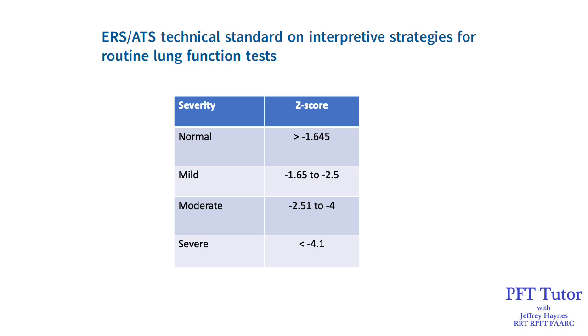According to the 2022 ERS ATS standards, there are only 4 categories: normal, mildly, moderately, and severely impaired based on Z-scores. So as you can see in the table, if your Z-score is greater than minus 1.64, you're normal. Mild impairment is a Z-score of minus 1.65 to minus 2.5. Moderately impaired is a Z-score of minus 2.51 to minus 4, and severe impairment is defined as a Z-score less than minus 4.1.